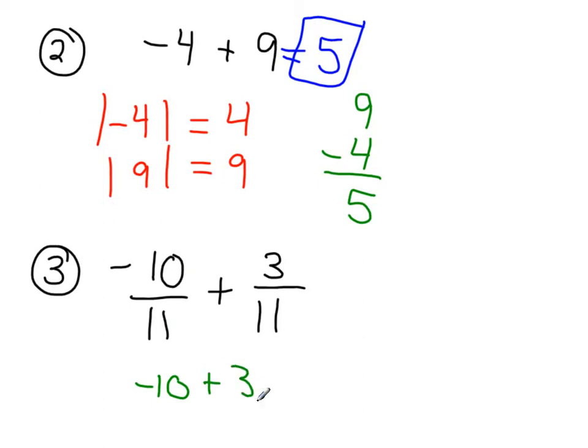We can pretty much think of this as negative 10 plus 3. So we take the absolute value of both of them. We got 10 and we got 3. Bigger guy minus smaller guy. 10 minus 3 is 7. The bigger guy's absolute value, right, was 10. So we take his sign, which is negative. So our answer is negative 7 for the numerators. And whatever the denominator is, since they already were the same, stays the same.